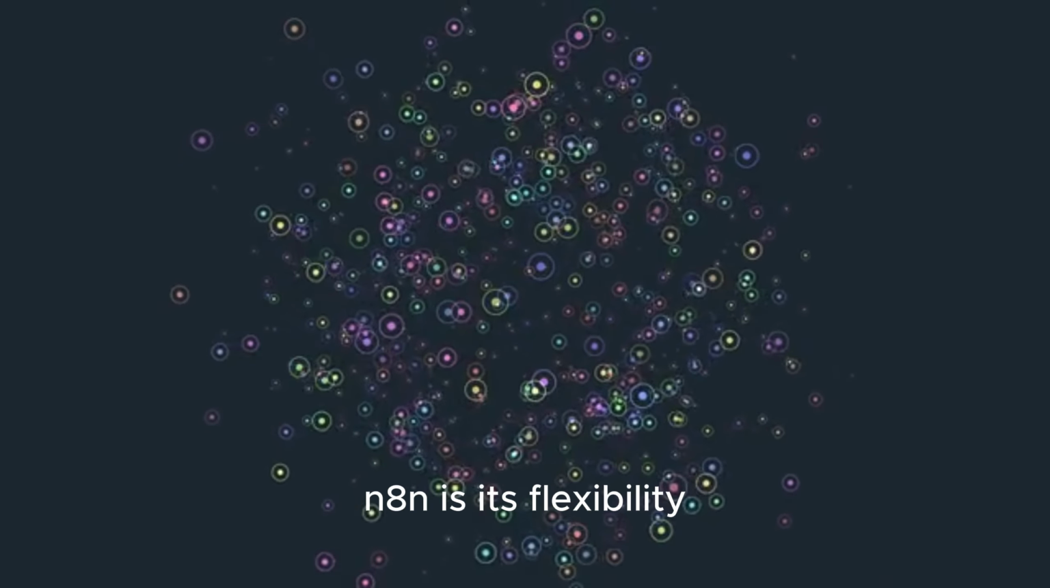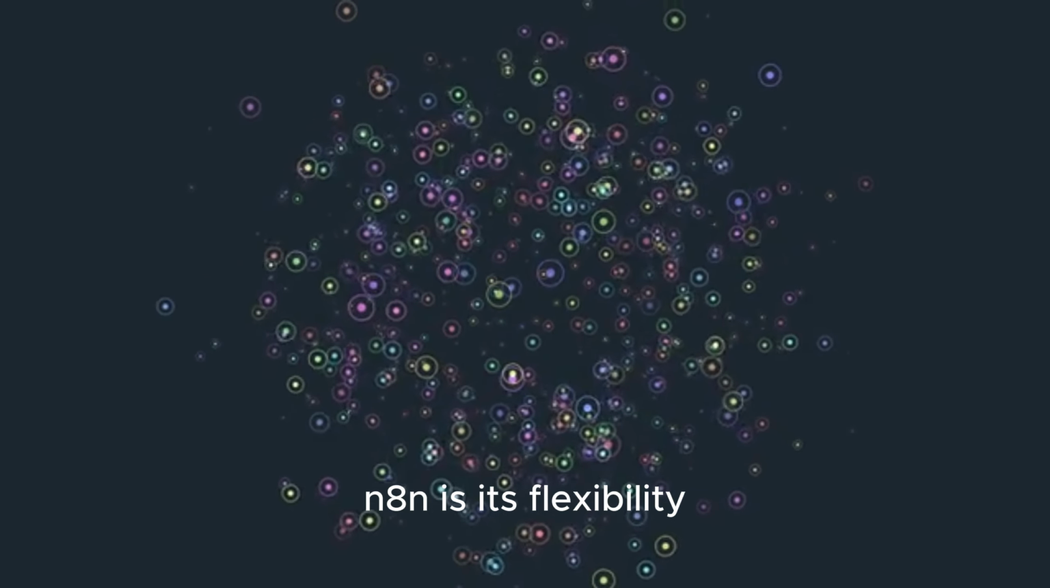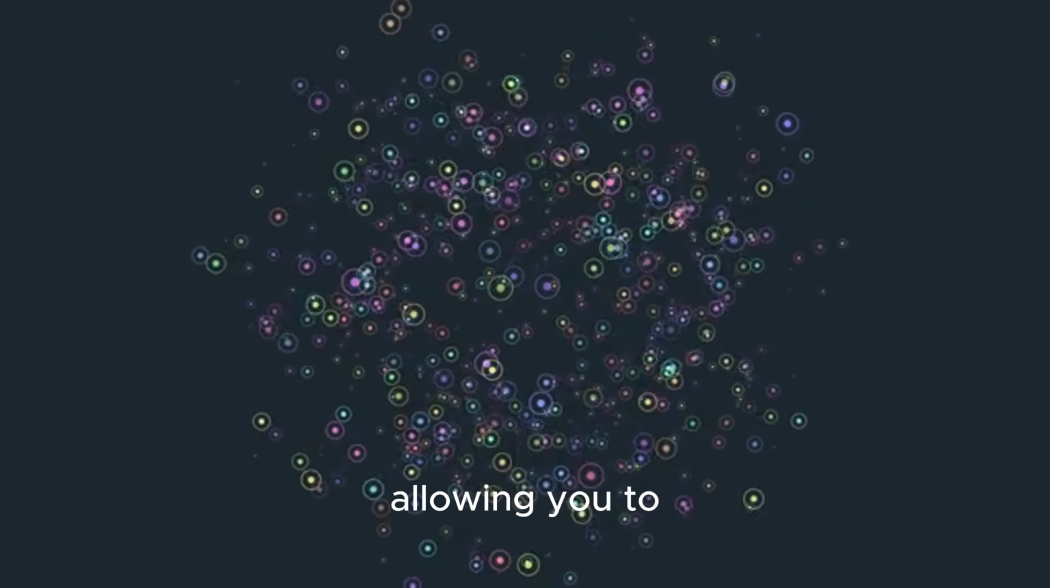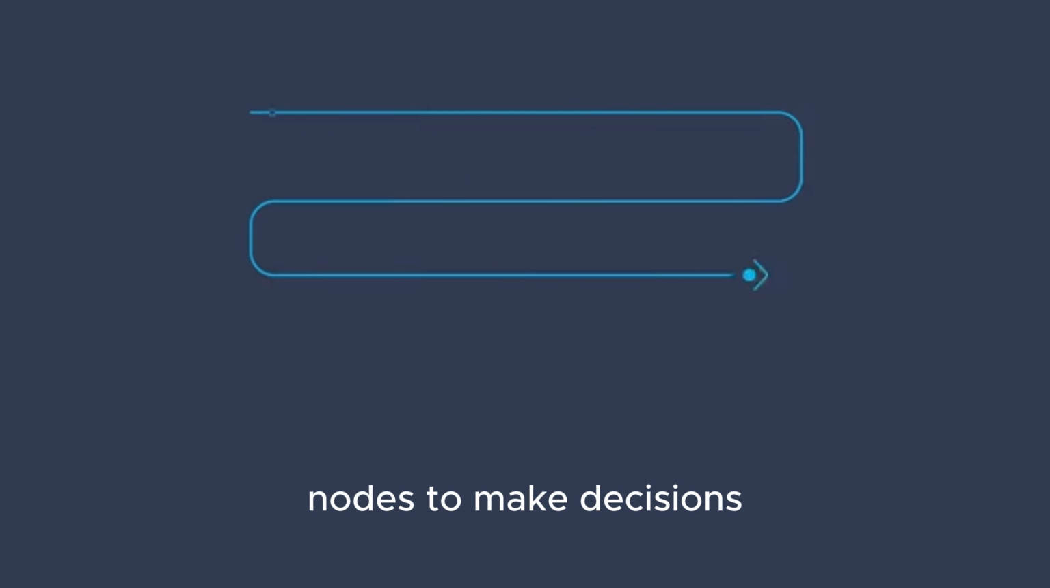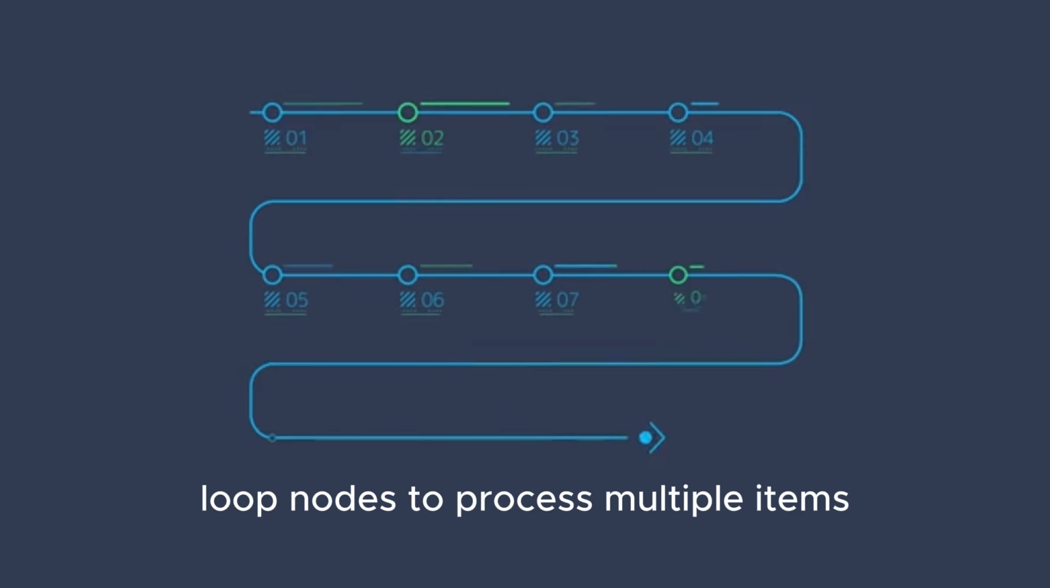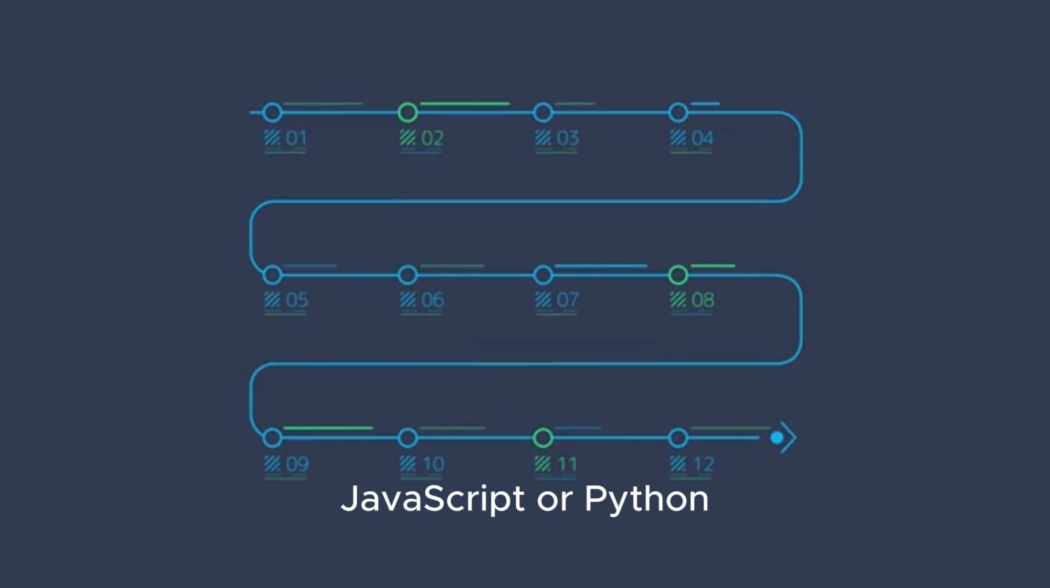The real power of n8n is its flexibility. There are hundreds of nodes available, allowing you to connect almost any app or service you can think of. You can add logic nodes to make decisions, loop nodes to process multiple items, and even code nodes if you want to add custom JavaScript or Python.